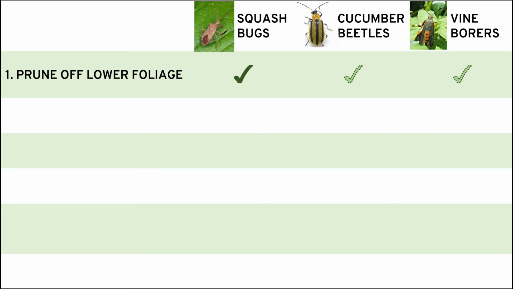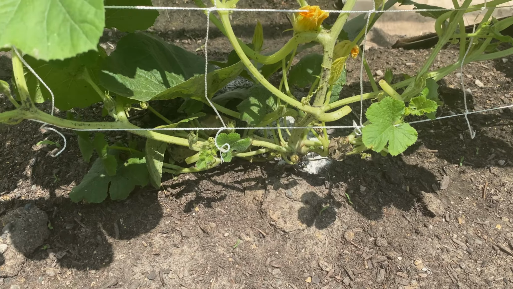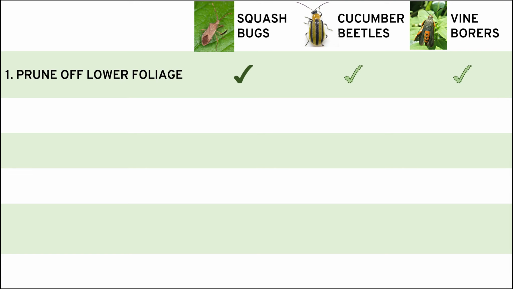The squash bugs in particular like to hide out at the base of your plants, and when you keep this foliage gone and you keep the soil line clean, it's much easier to spot them and kill them as adults. It is also helpful for the cucumber beetles and the vine borers because it makes steps 2 and 3 much easier.